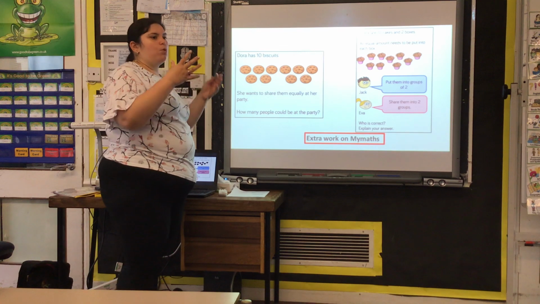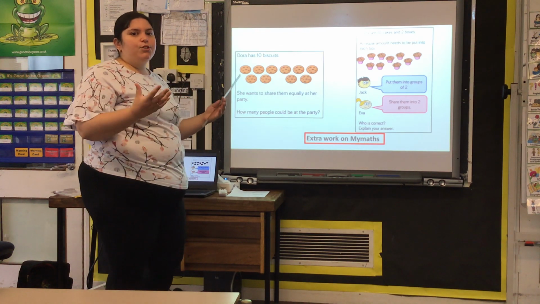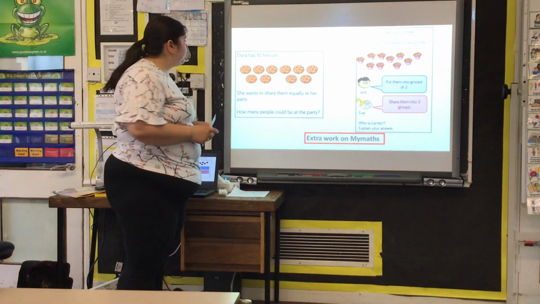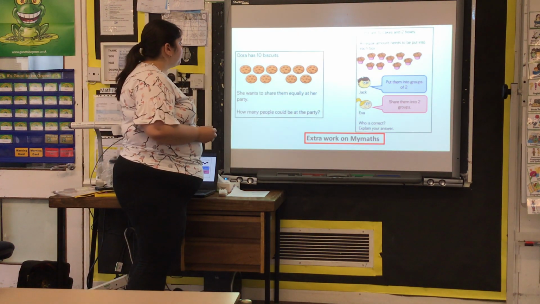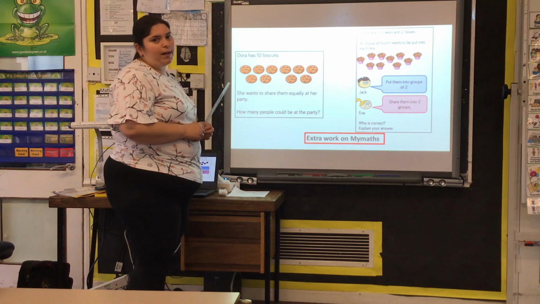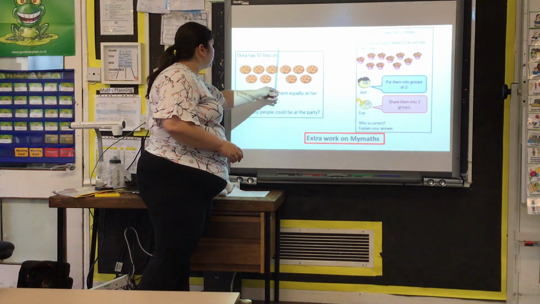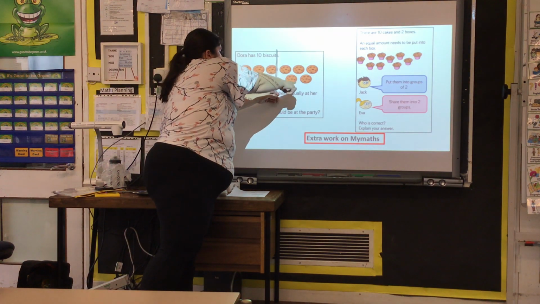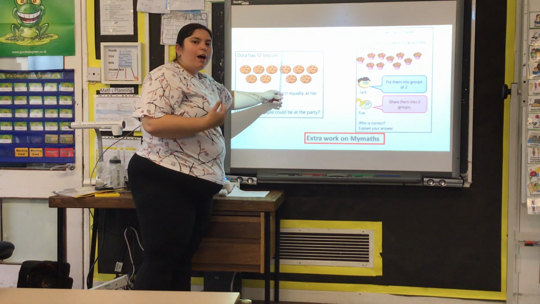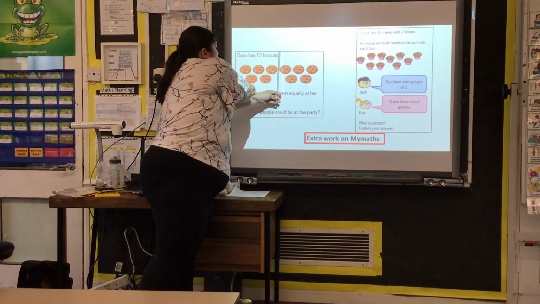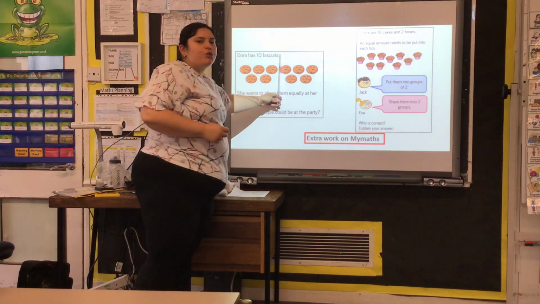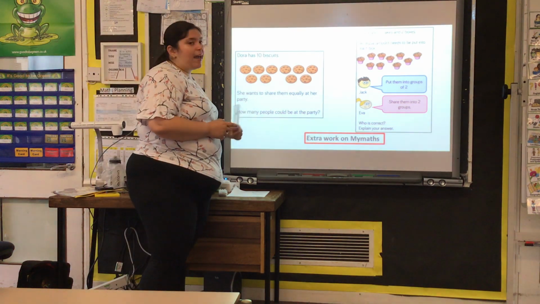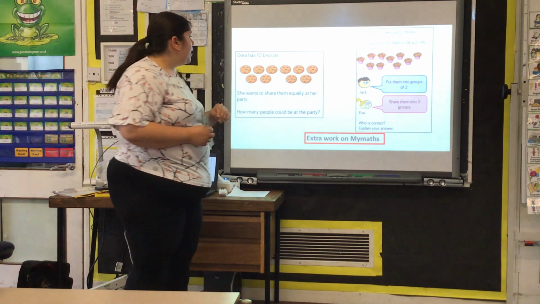If I want to put them in equal groups, I need to know how many people are at the party. I'm going to show you one answer. So I've got 10 biscuits here. Now, if I was going to draw a line in the middle like this, okay, I would have 5 biscuits on this side and 5 biscuits on this side. So then I would have child number 1 and child number 2. So how many people would be at the party? 2. And how many biscuits would they have each? 5. And that would make sense.